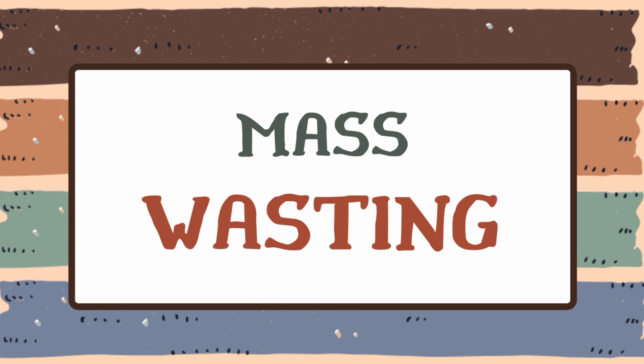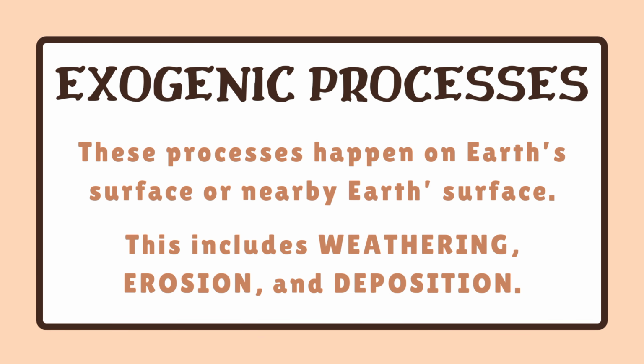Ladies and gentlemen, today we will discuss mass wasting and Earth's internal heat. But before that, let us first discuss what exogenic processes are. Exogenic processes. The Earth's surface is composed of water and land masses.